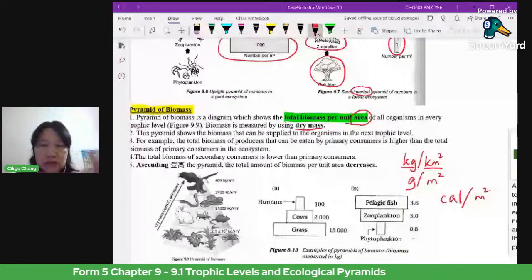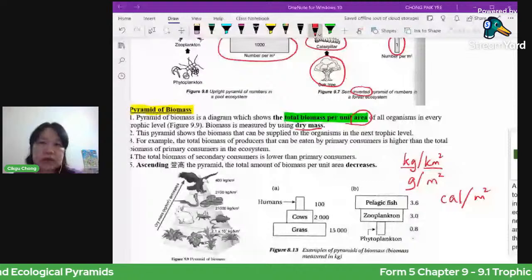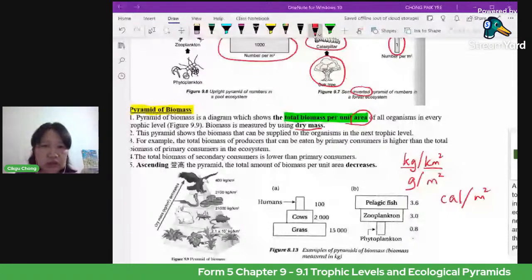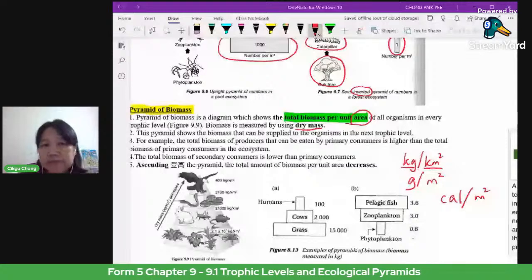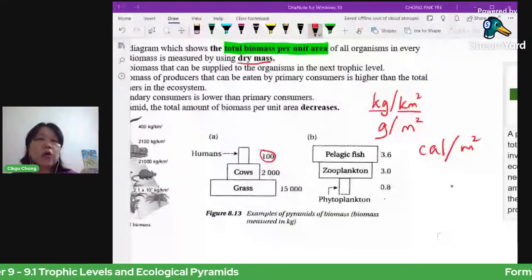It can also be inverted for biomass. Example, phytoplankton. Phytoplankton don't weigh very much. These are the algae, the producers in the ocean. They're eaten by zooplankton and then by pelagic fish. Pelagic fish are open ocean fish.